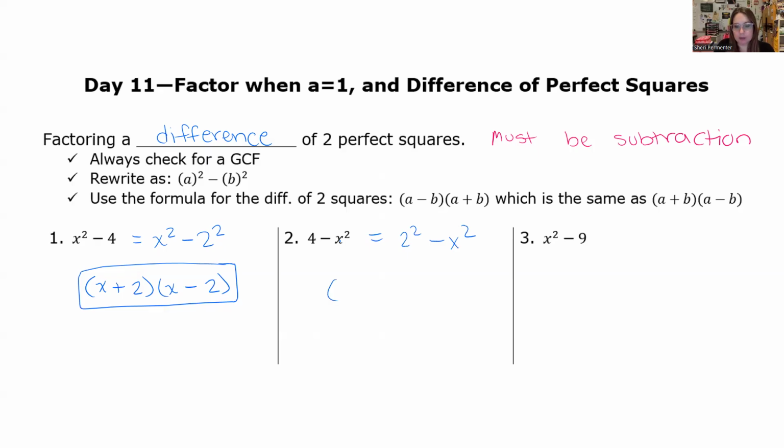And I'm going to use the formula. First things first. So the 2 is first, so the 2 gets written first this time. X is second, so X gets written second this time. And one of these has to be plus, one of them has to be minus. It doesn't really matter which one. So I'm going to put minus first this time, and then a plus.